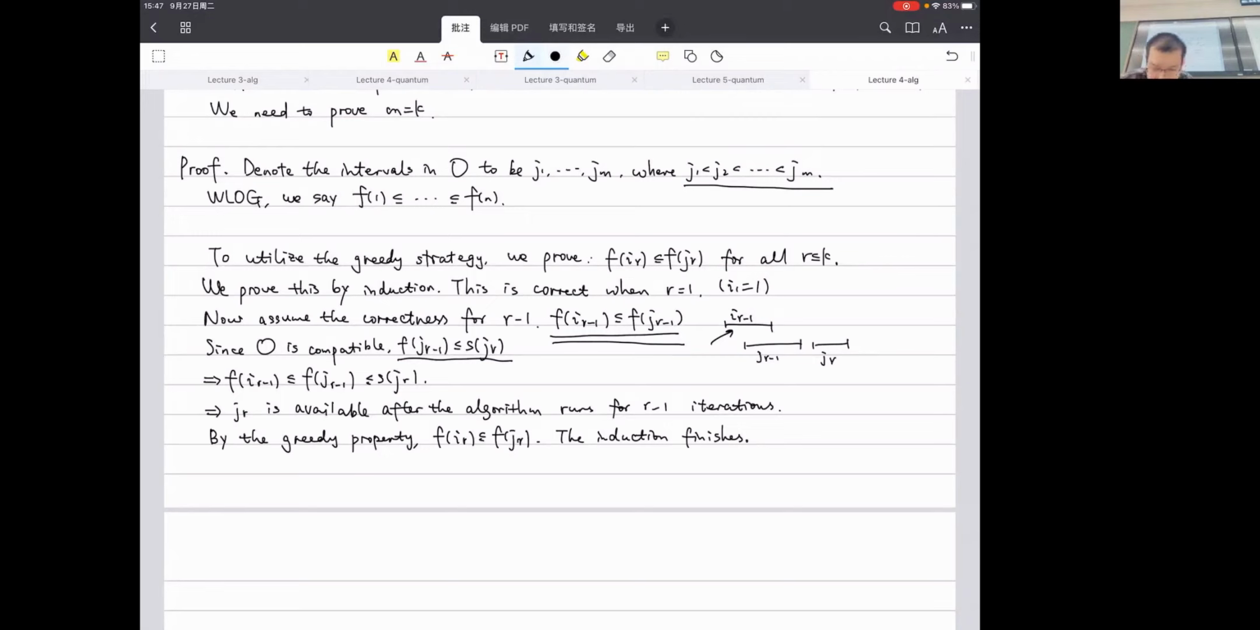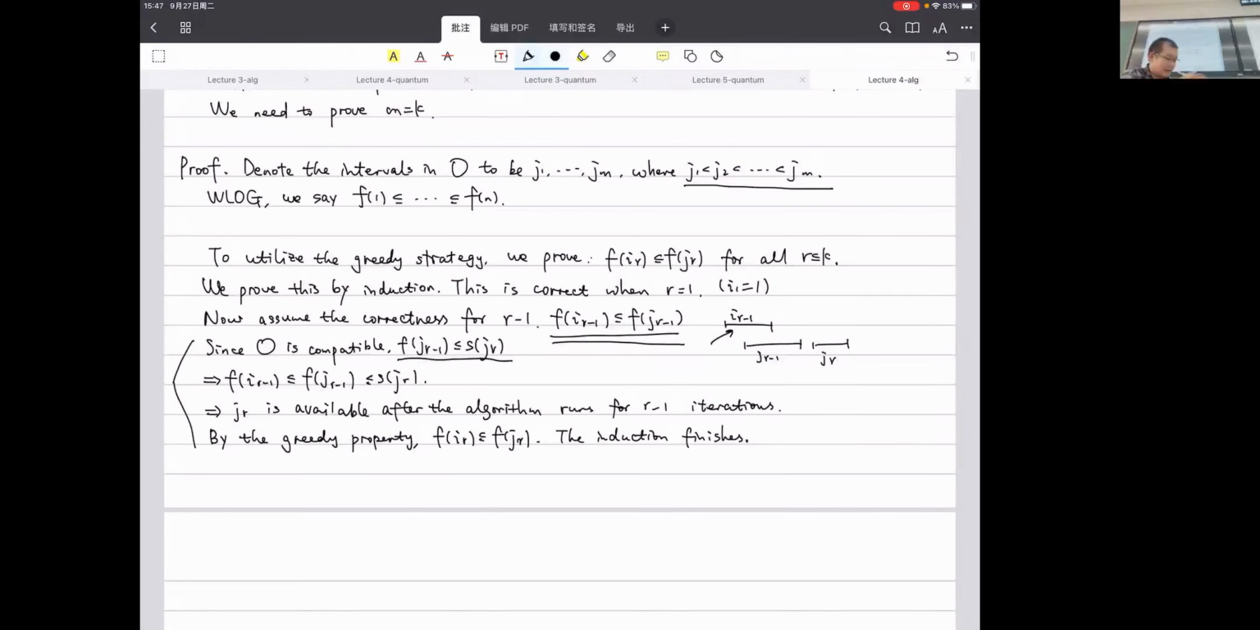Okay. So from this argument, we can see the importance of taking the interval that finishes first. This part is really critical to make the argument work. Basically, we want a good way of utilizing the greedy strategy here.